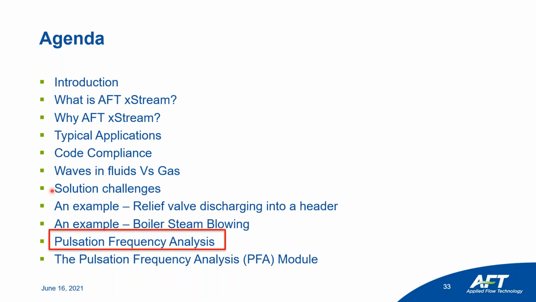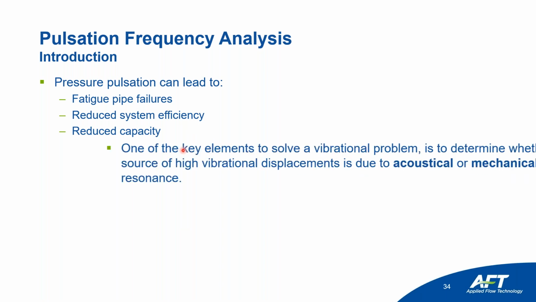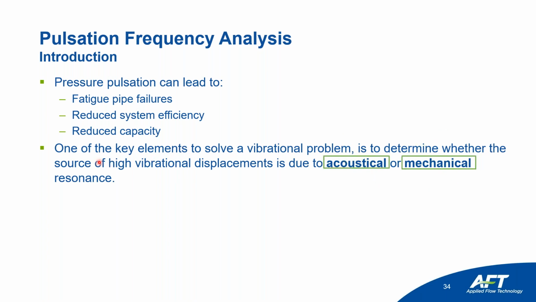So now we're moving down to pulsation frequency analysis that you can perform using the PFA module. As we know, in reciprocating compressors, pressure pulsation can lead to fatigue, pipe failures, reduced system efficiency, and reduced capacity. One key element to solve a vibration problem is to determine whether the source of high vibration displacement is due to acoustical or mechanical resonance. That's the first thing you have to investigate when you do a vibration analysis.